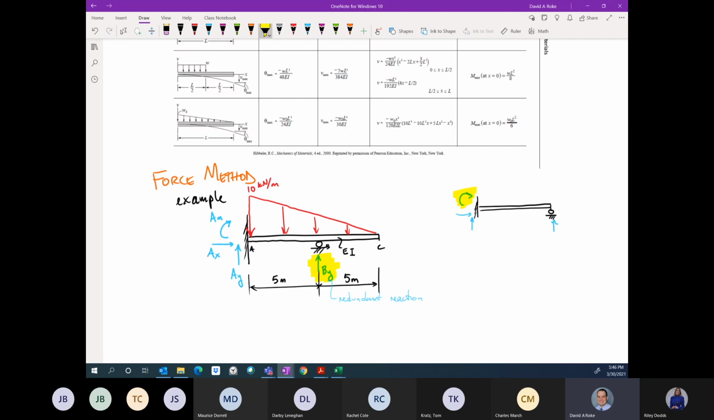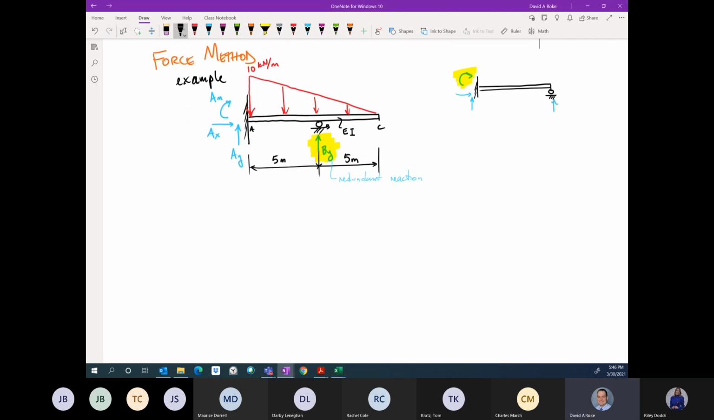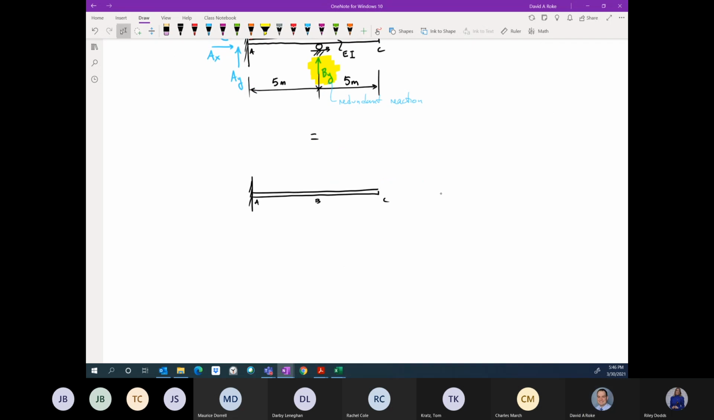But here we're going to say By is my redundant reaction. And so what I am going to do is say that this condition is equal to the summation of two statically determinate problems. So here I have points A, B, and C, plus this alternative beam with still points A, B, and C. And all of these dimensions are still the same: 5 meters from A to B, 5 meters from B to C, and here as well.